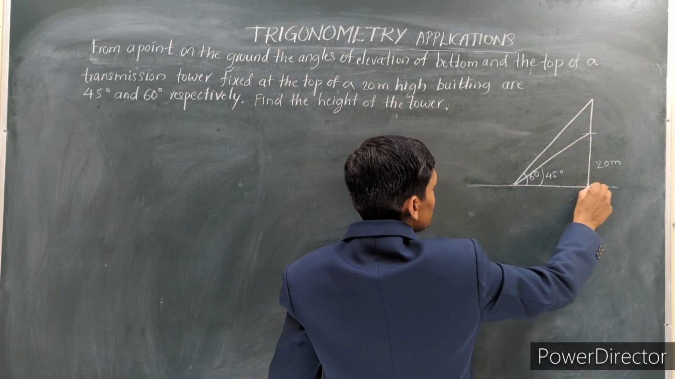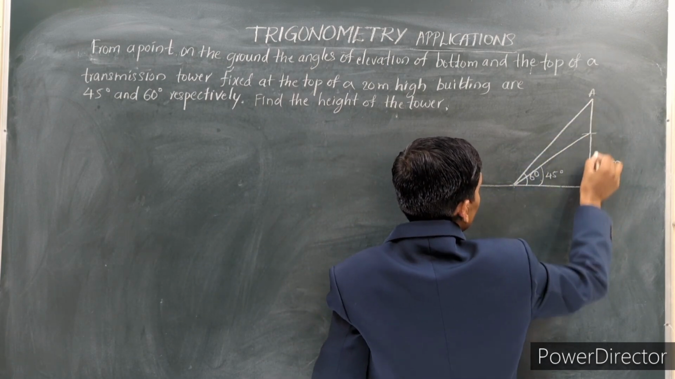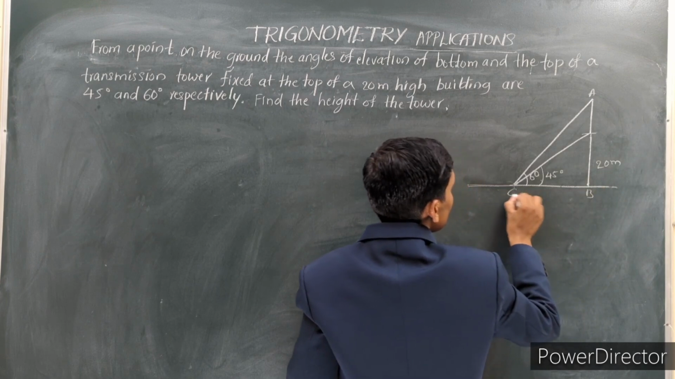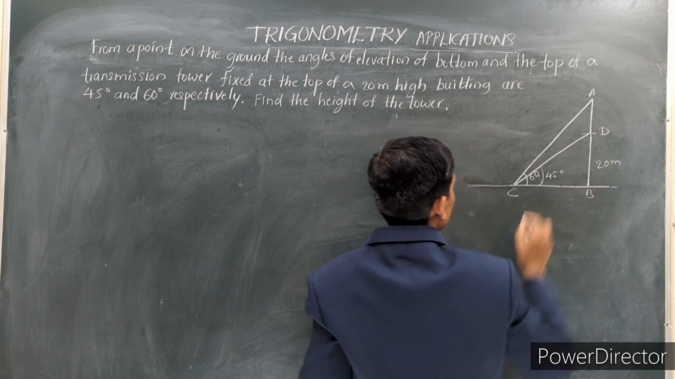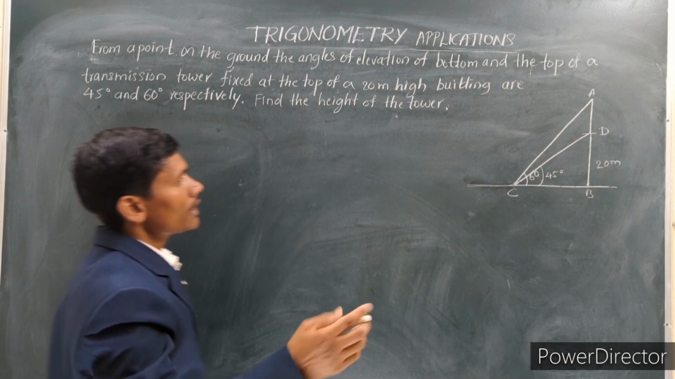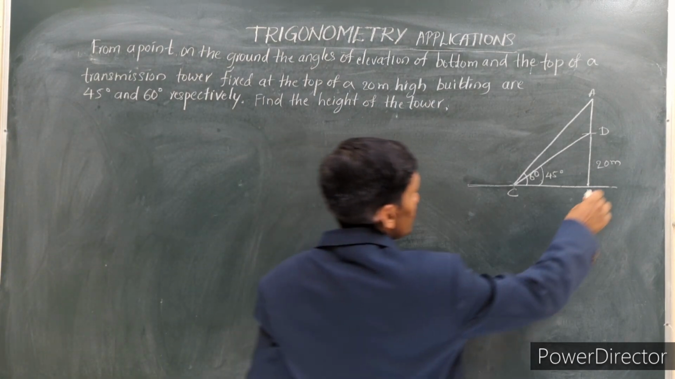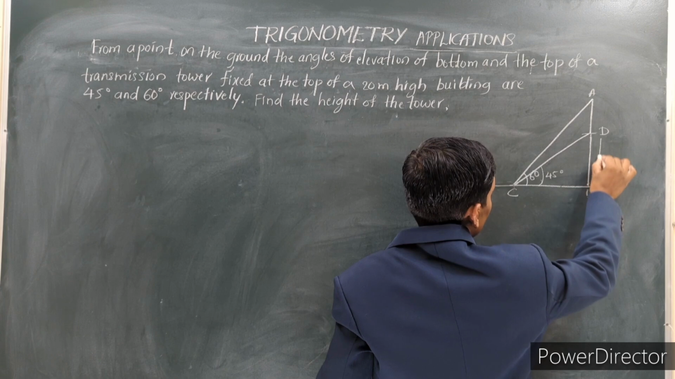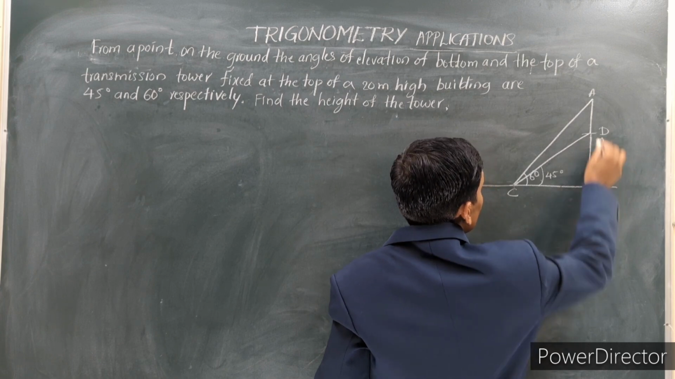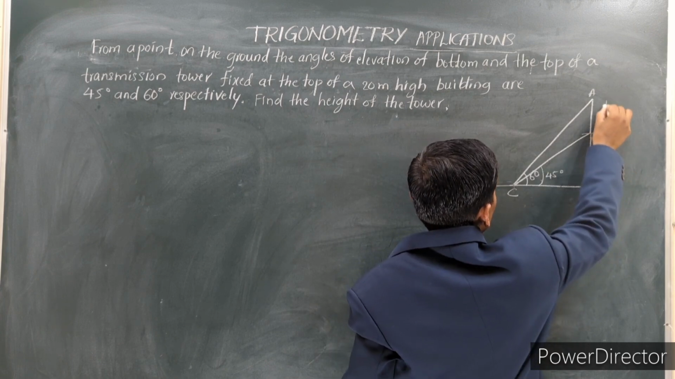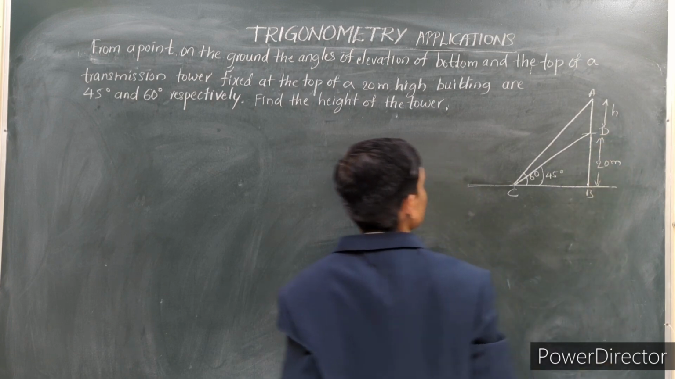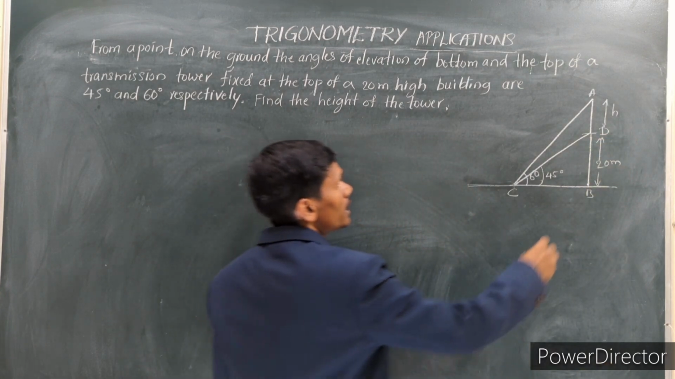Now let us name the figure A, B, C. Give this name as D. Now you start calculating. Find the height of the tower they are asking. This is 20 meter. This is the height of the building. This is the tower. What is the height of the tower they are asking? Let this be H. Height of the tower we need to calculate.